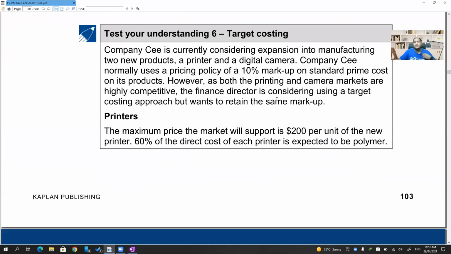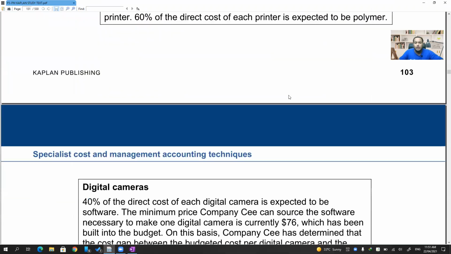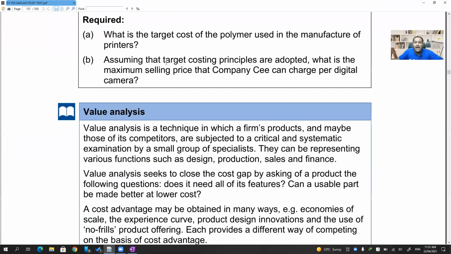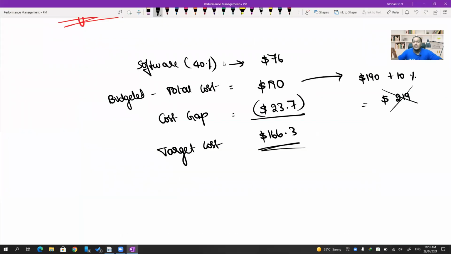Your cost plus 10% will not be followed because they told you based on target costing principles. So target cost was 166.3. So 166.3 plus 10% you have to do. That is 183 approximately. That is the maximum that the market is ready to pay you.